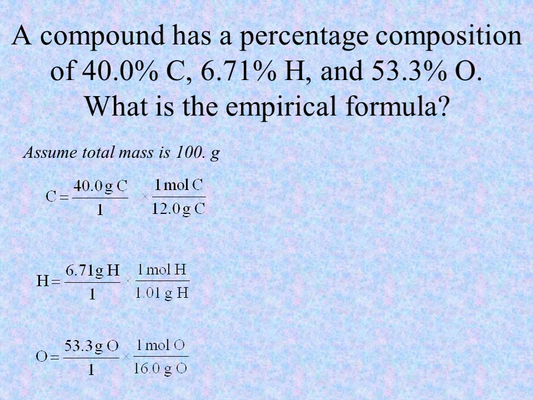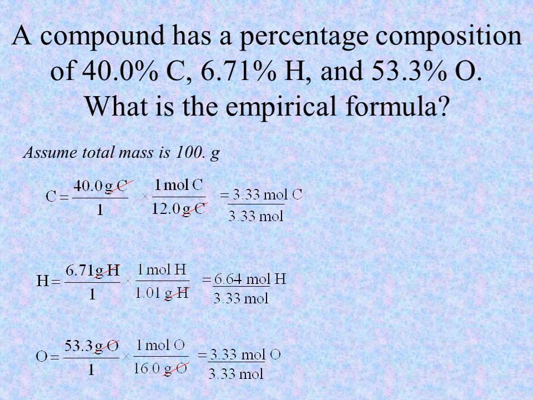Using each molar mass to convert to moles, we see that our smallest mole number is common to 2 of the elements, which can happen, 3.33 moles. Dividing all our mole numbers by this 3.33 moles, we come up with values of 1, 2, and 1. All whole numbers, so we need not make any corrections, and our empirical formula for this compound would be CH2O.